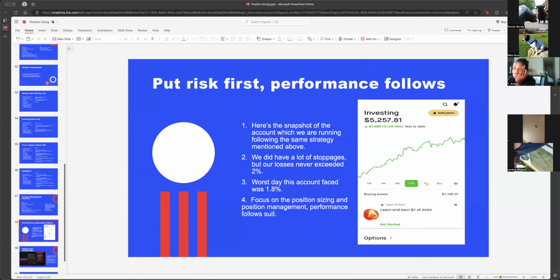I use the same risk level to trade futures, same risk level to trade stocks, same risk level to trade options. 2% is etched in stone. It's etched in stone. I'm not going to be changing that. So the instruments which I trade at the end of the day don't really matter.